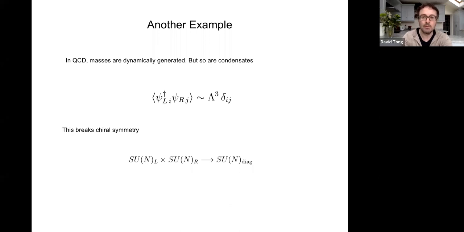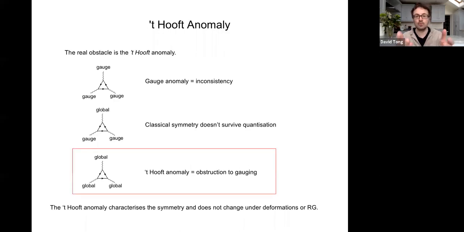All right, so the true statement actually is not a new one. It was known 40 years ago by the work of 't Hooft. So let me remind you what 't Hooft did. So 't Hooft was thinking about anomalies. And when we talk about anomalies in quantum field theory, we mean many, many different things.